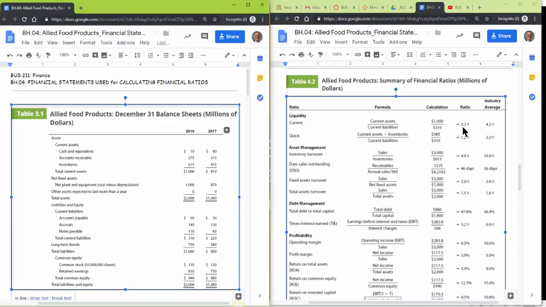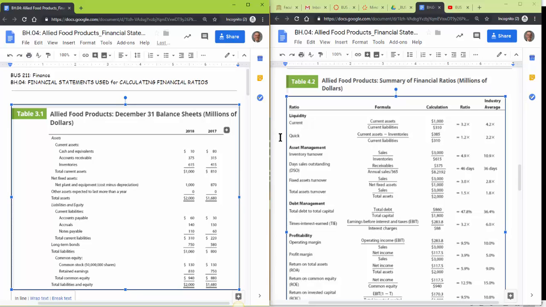In addition to calculating a single ratio for a company, it's good to compare that ratio to an industry average. In this case, the Allied Food Products, which is a grocer, has a current ratio of 3.2 compared to the industry average of 4.2. So that means that the Allied Food Products Company does not have the financial wherewithal to pay its current liabilities as they come due, as well as the industry that it's in.